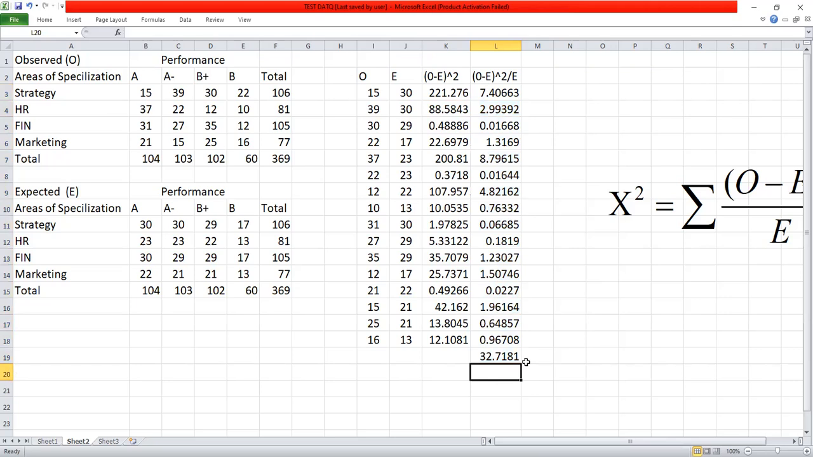Chi-square is equal to 32.718. That is this value here. Step 4, or whichever.